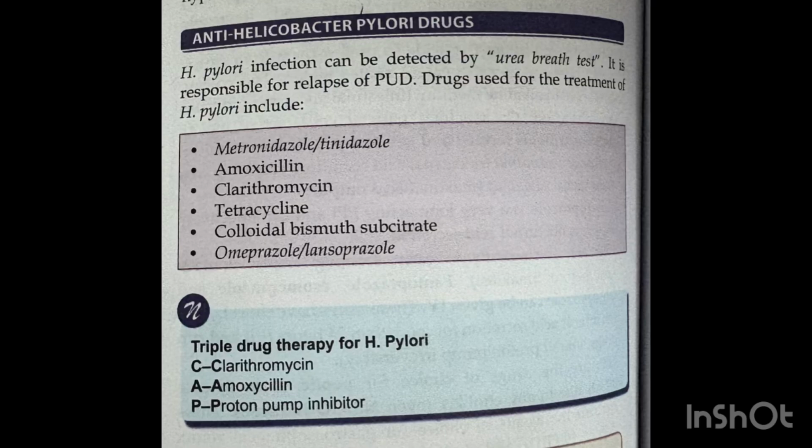Anti-Helicobacter pylori drugs. H. pylori infection can be detected by urea breath test. It is responsible for relapse of peptic ulcer disease. Drugs used for treatment of H. pylori include metronidazole or tinidazole, amoxicillin, clarithromycin, tetracycline, colloidal bismuth subcitrate, omeprazole, lansoprazole. Triple drug therapy for H. pylori is clarithromycin, amoxicillin, proton pump inhibitor.